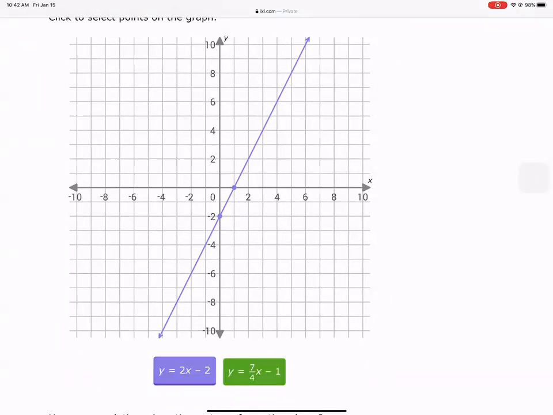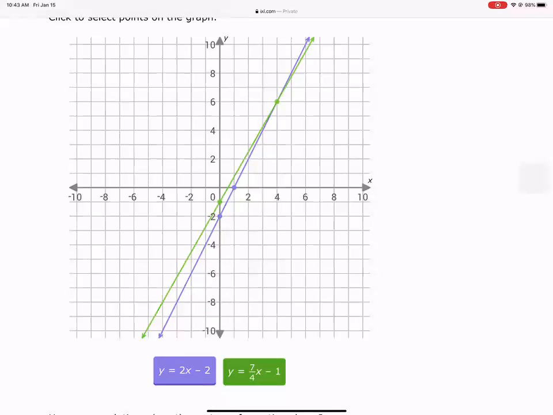Let's graph the second line. The y-intercept is negative 1. Put a dot at negative 1. And the slope is going to be rise 7 over run 4. Rise 7: 1, 2, 3, 4, 5, 6, 7. And we're going to run 4: 1, 2, 3, 4. And you can see that these lines touch. They are not the same equation, right? They have different y-intercepts. They have different slopes. But they do meet at one point.